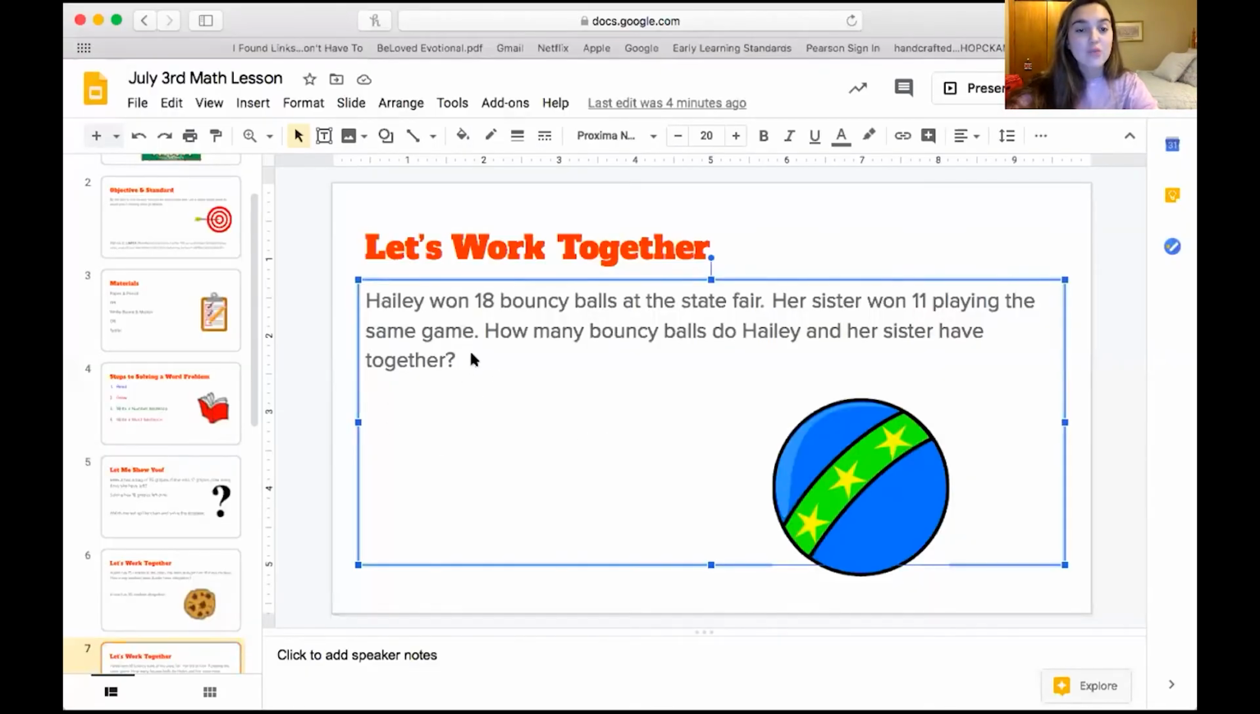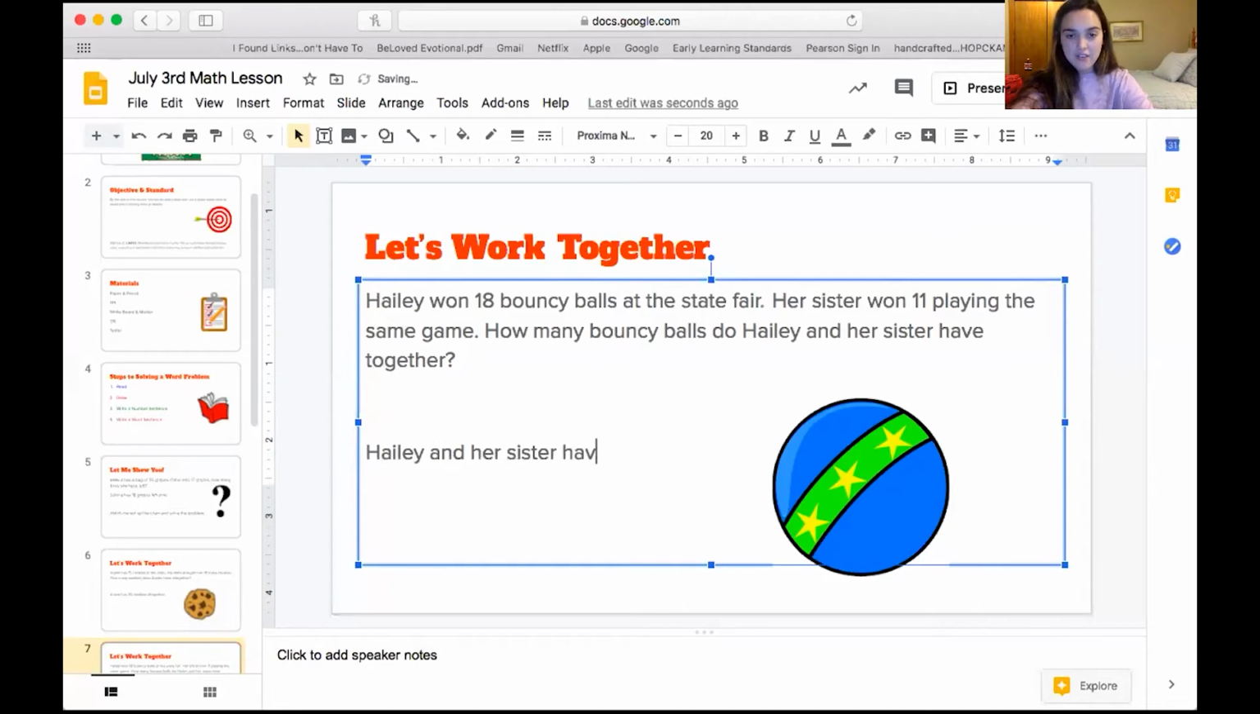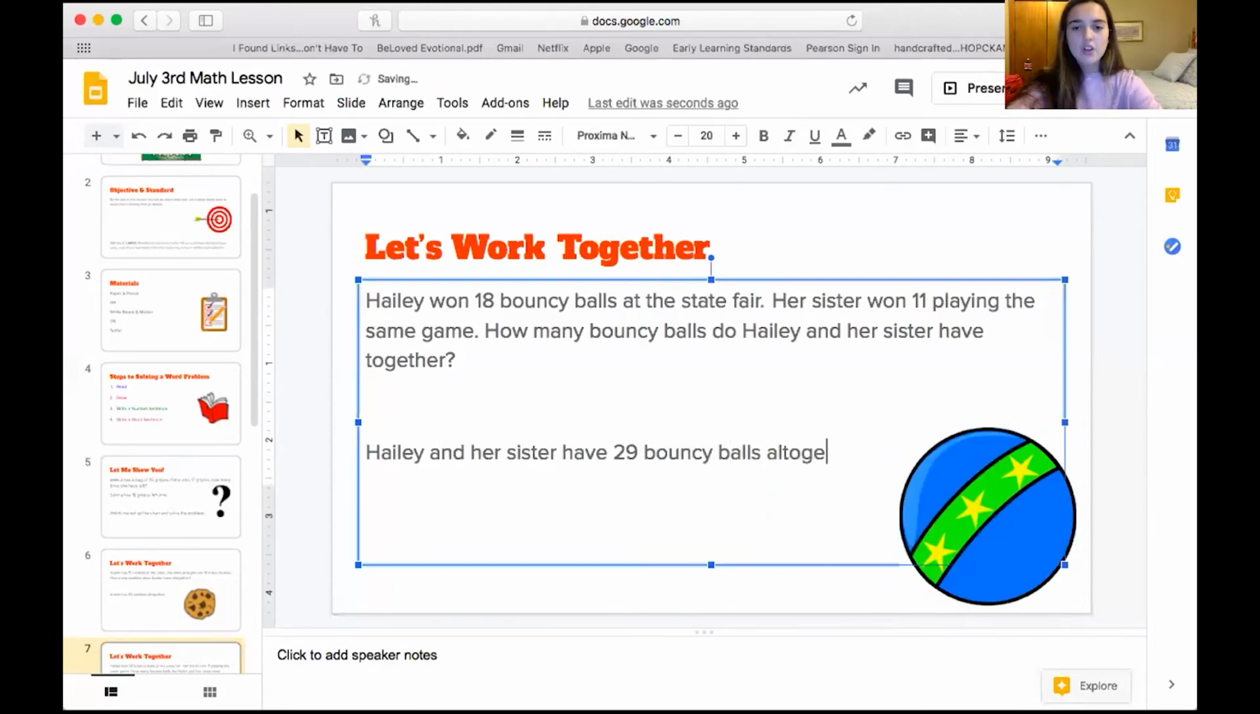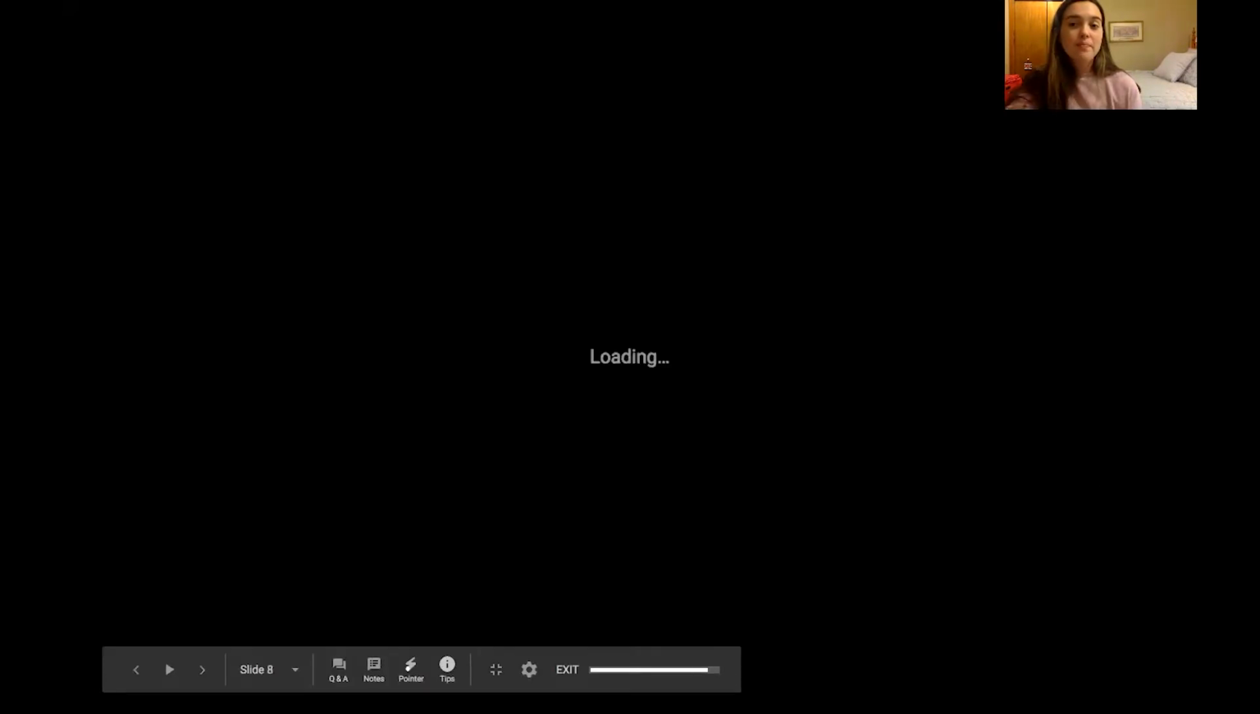Let's go ahead and write it in. And we can write our word problem or our word sentence out. So we say Haley and her sister have 29 bouncy balls. Whoops, this went behind my picture a little bit. All together. So that means combined, they have 29 bouncy balls. Perfect, guys. That was so awesome.